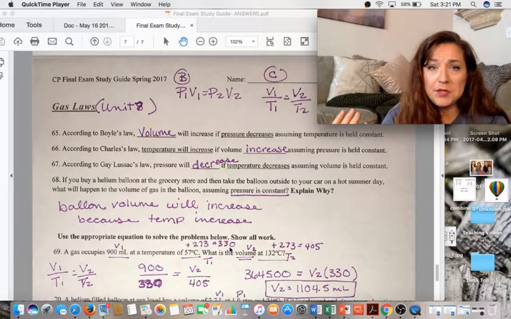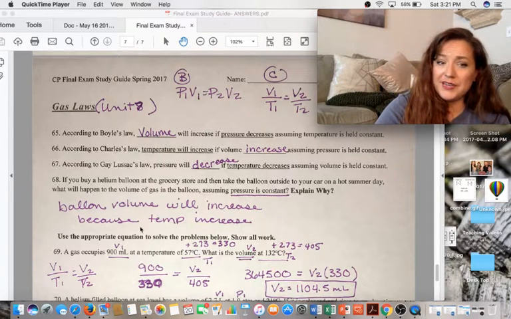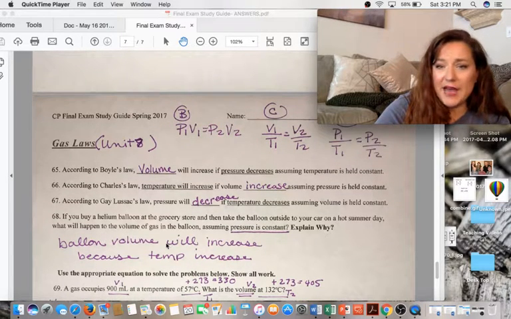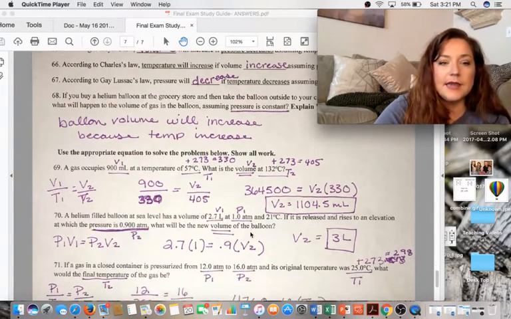What happens to the balloons if the pressure is held constant? Well, the balloon's volume will increase because the temperature increased. Please remember that relates back to Charles. Volume increase, temperature would increase. Temperature increase, volume increase. All right, 69.